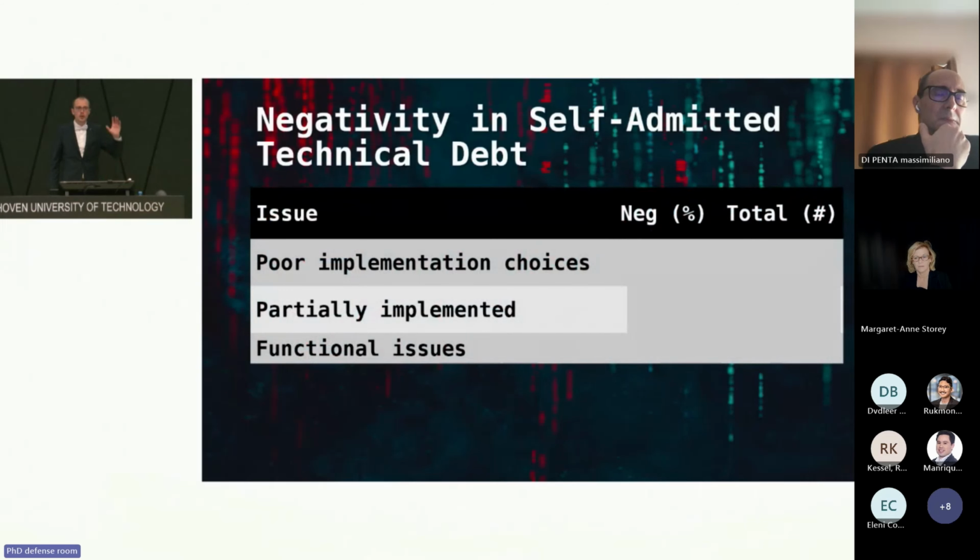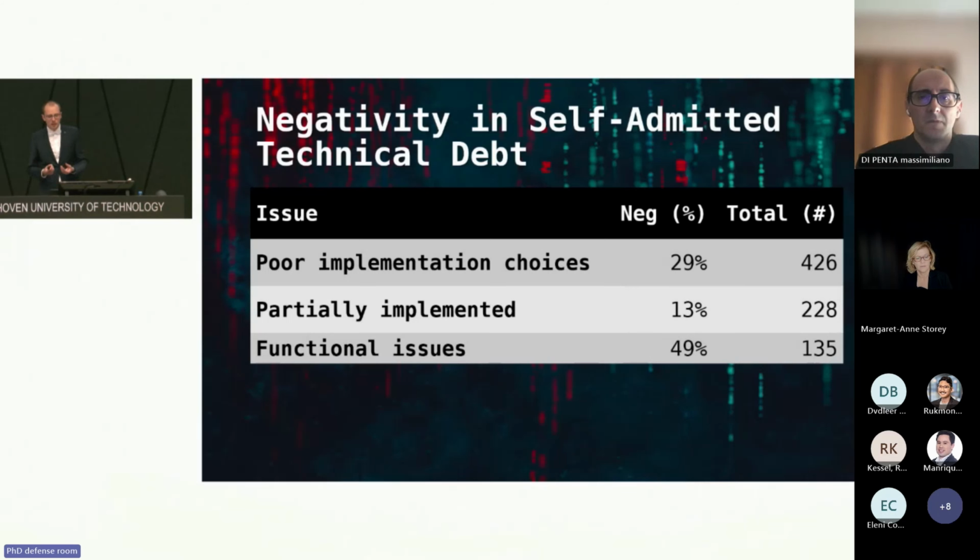So what we found is that there are three different categories of issues that can be described, ranging from code that isn't finished yet, partially implemented code, to functional issues, commonly known as bugs. We find that the number of times negativity is used to describe these technical issues can differ quite a lot over these categories.